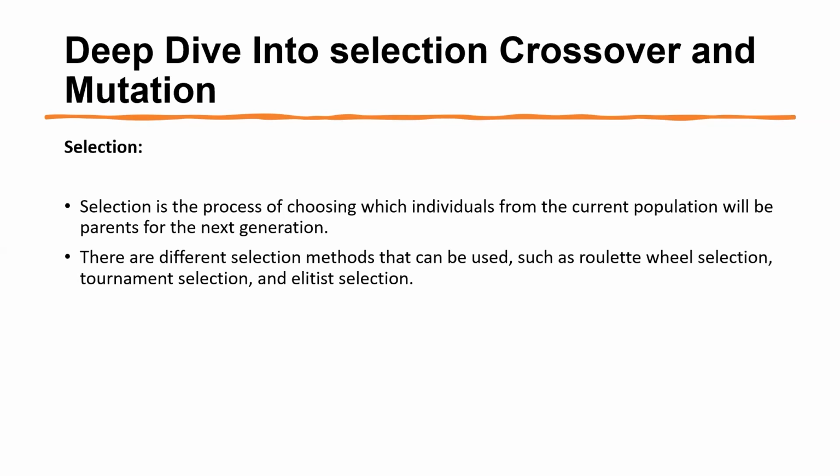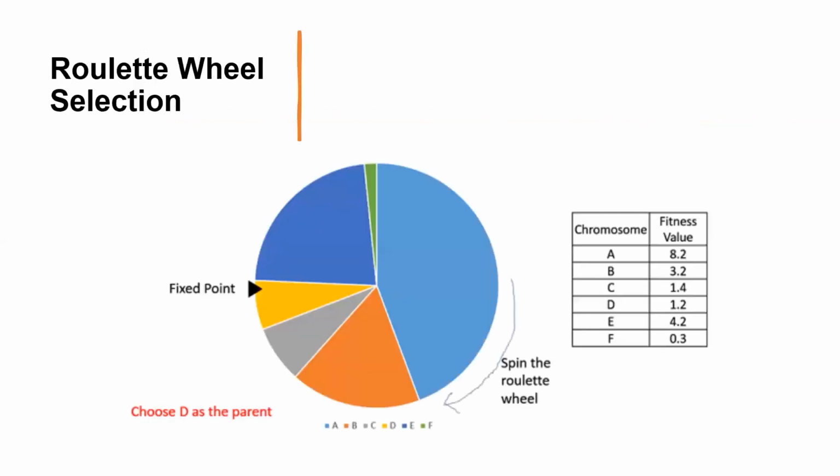So it is important to know how the selection is happening as well. As you know, selection is a process of choosing which individuals from the current population will be parents for the next generation, right? There are different selection methods that can be used, such as roulette wheel selection, tournament selection, and elite selection. So let us try to understand the selection methods.